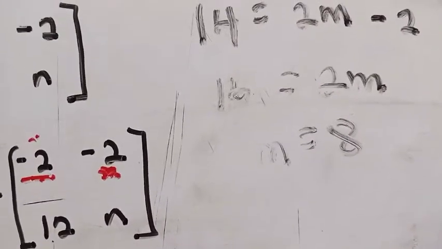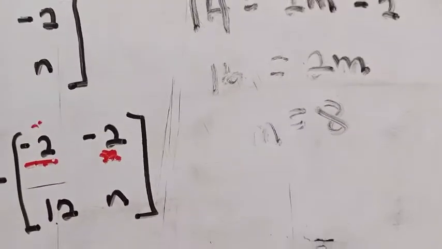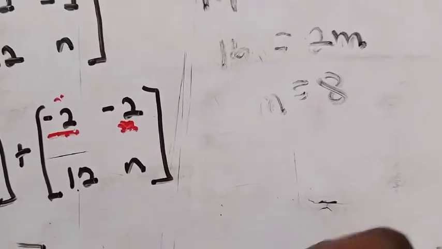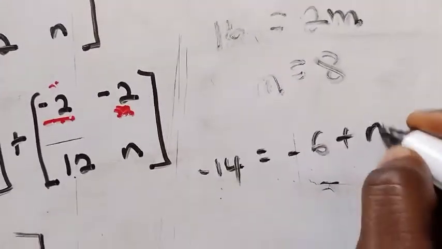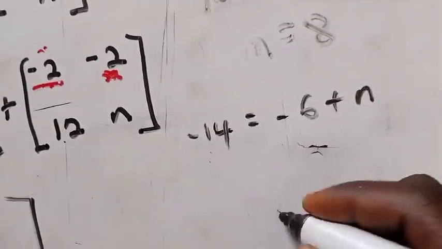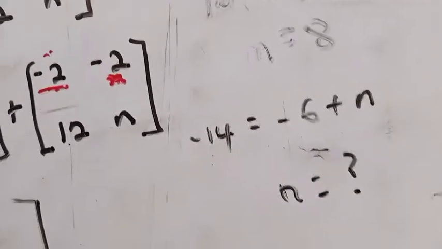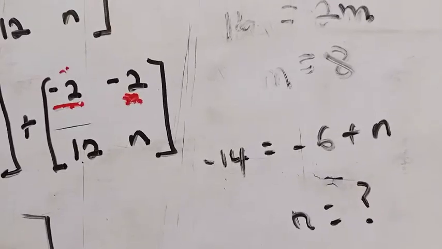Make sure that you find the value of n and give me your answer in the comment section below. With n, you have negative 14 equal to negative 6 plus n, right? You just need to solve this. Give me the answer for n in the comment section, so that tells me you are following the concept.